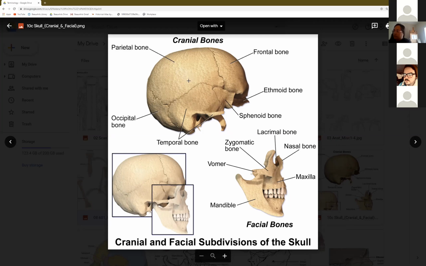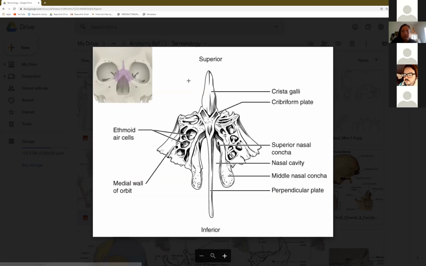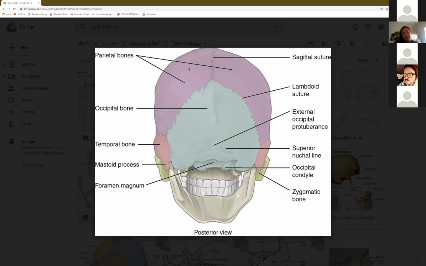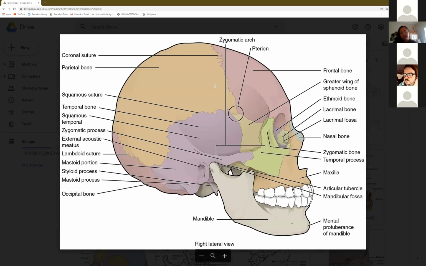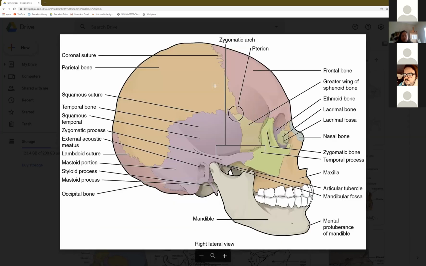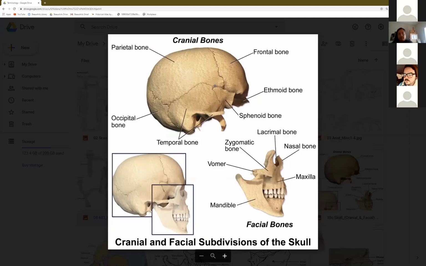So if we saw a view from above, let's see. Well, a view from the back, you see there's a left and right parietal bone with a little suture in between that goes down the center. The occipital bone would be where the cranium meets the neck, the backside of the cranium.